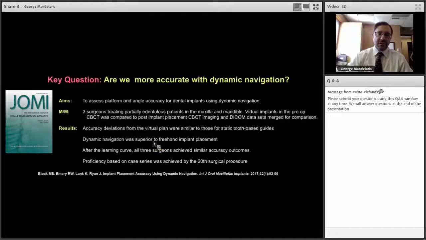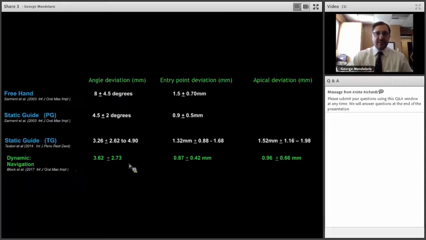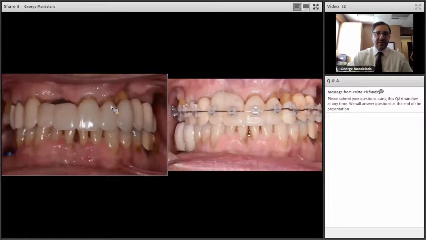I just want to run you through a quick submission. This is some of the articles in the literature in terms of accuracy with navigation. From an angle deviation, we're around 3.5 degrees, and an entry point, 0.87 millimeters. This compares quite favorably to static guided surgery, which is totally guided, and certainly much better than freehand surgery. But again, to have real-time verification and validation of positional accuracy, to me, is really fantastic and the next leap forward.